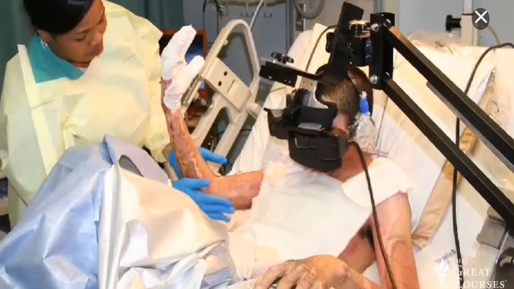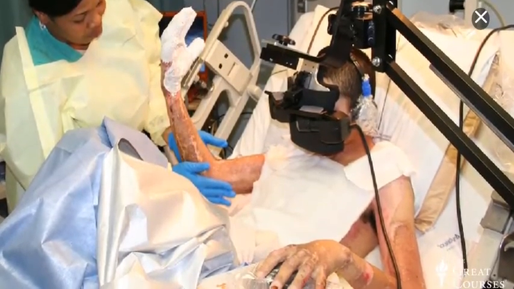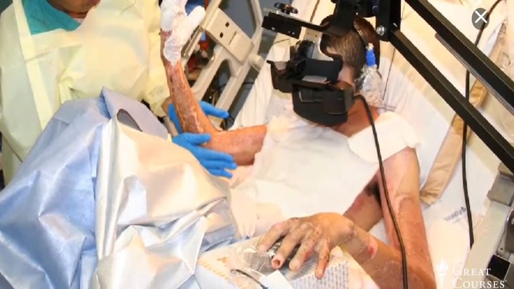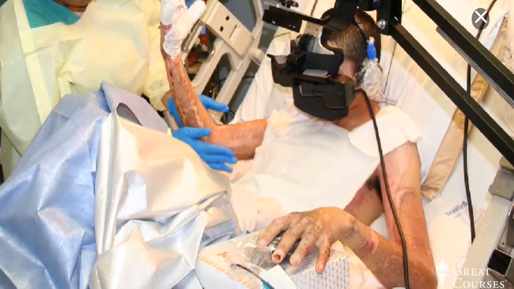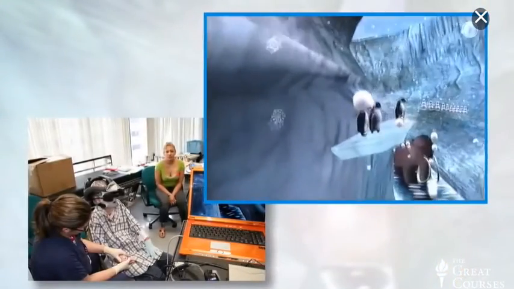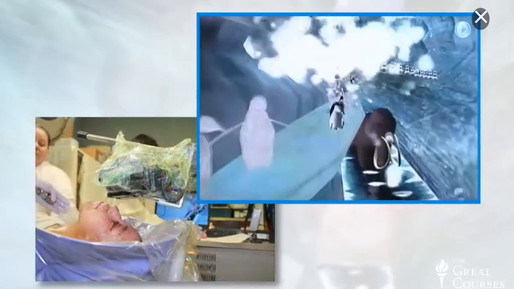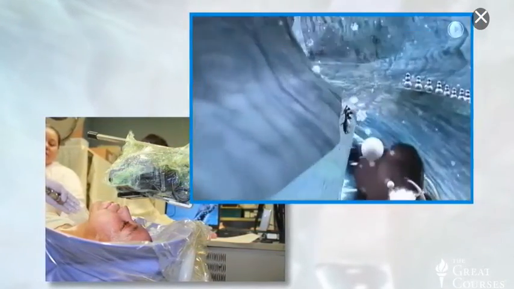The burn patient wears a pair of virtual reality goggles and usually has some sort of control device similar to one you'd find on any video game system. And inside the goggles, they see a cartoon world full of adorable penguins and snowmen. And the patient goes sliding down an icy canyon and has a snowball fight with these cute creatures. So what do you think? Is that going to do any good?